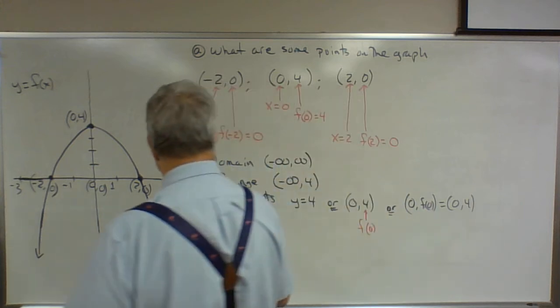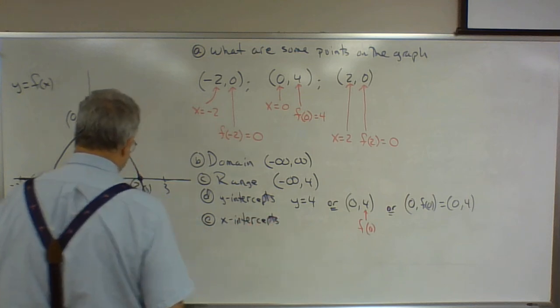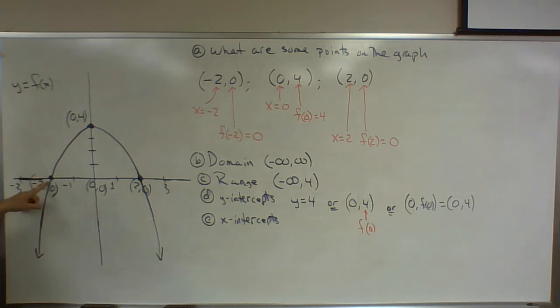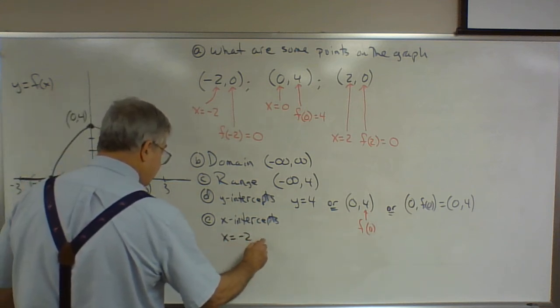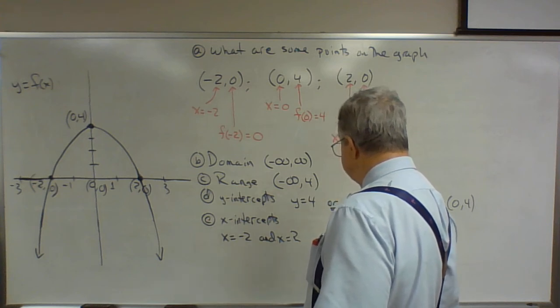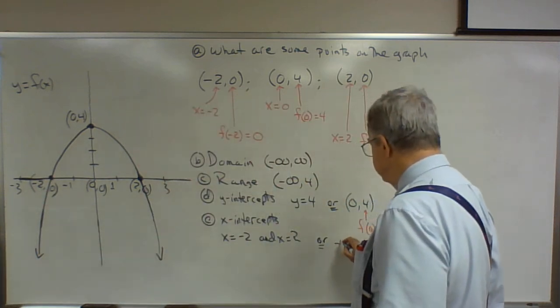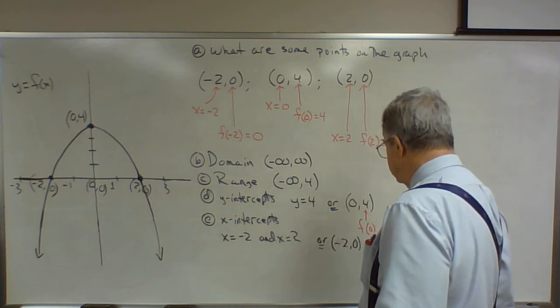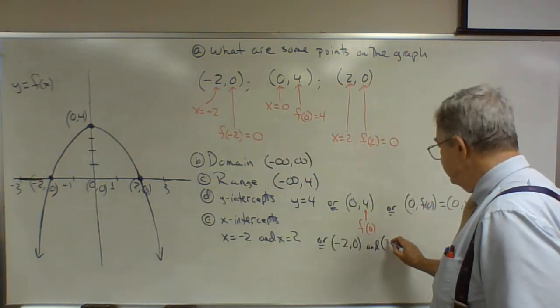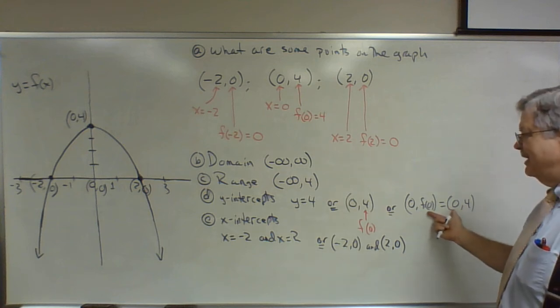What about x-intercepts? Well, we got one right here, don't we? It crosses the x-axis at -2. And we got another one, it crosses the x-axis at positive 2. So I could say x equals negative 2 and x equals positive 2. Or I could give both the x and y coordinates, couldn't I? I could say (-2, 0) and (2, 0). And maybe that's enough. This seems to be a bit cumbersome.